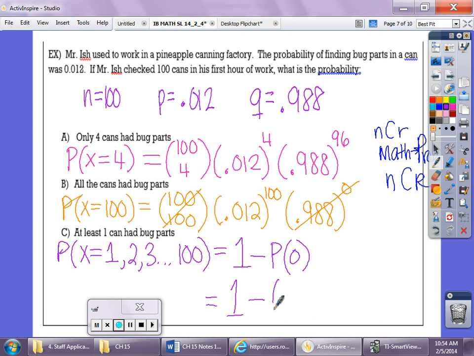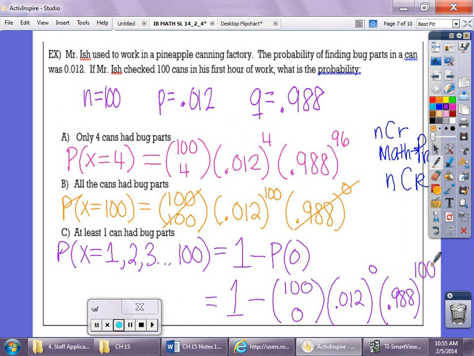So that would be 1 minus 100 choose 0, which we also know is 1, times 0.012. I want no cans with bug parts. And therefore, all the other cans have to have the bug parts. So that would be what I would put into the calculator to get my answer. All right?